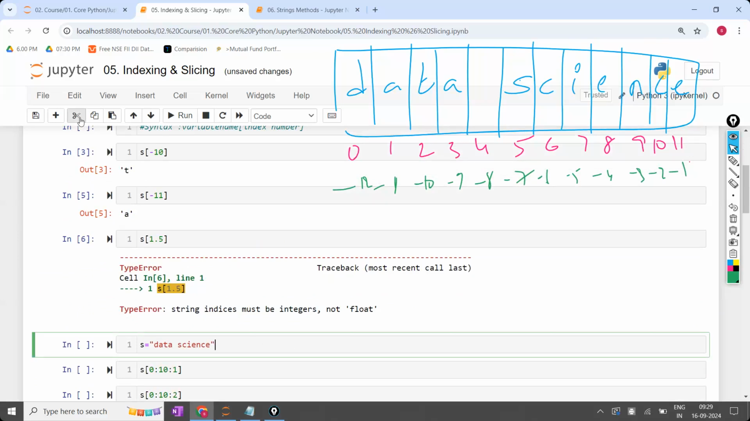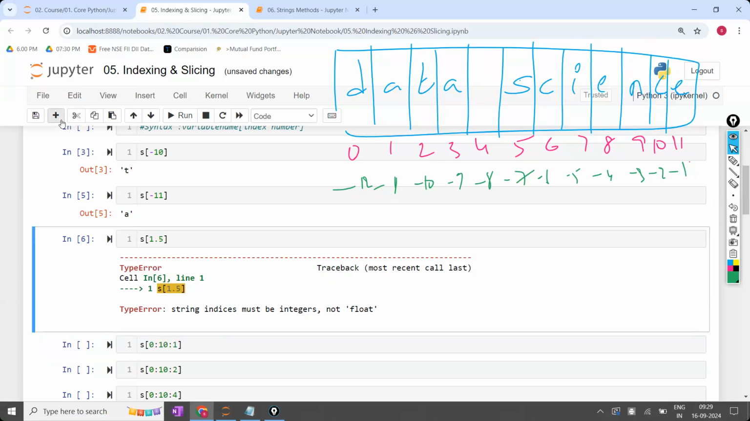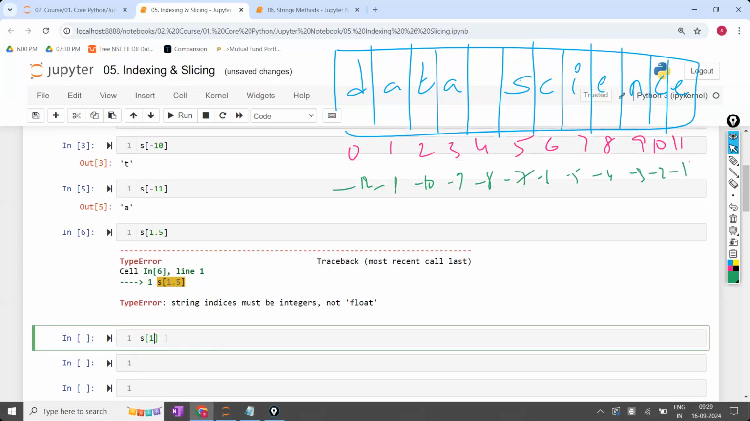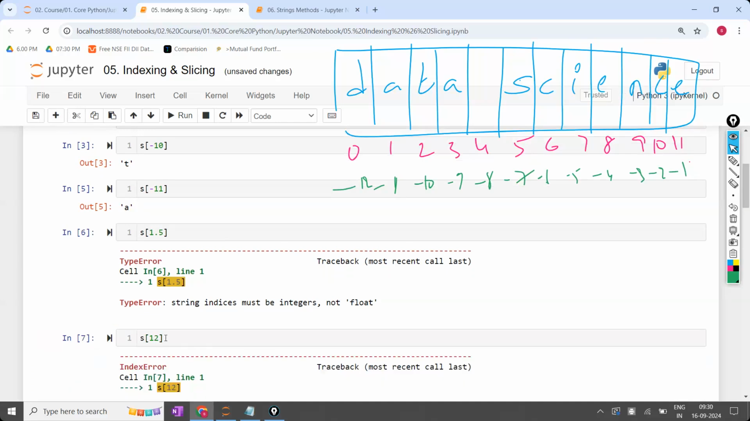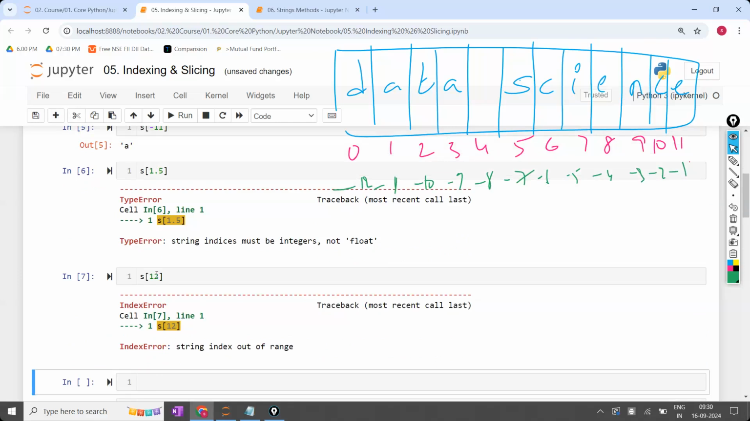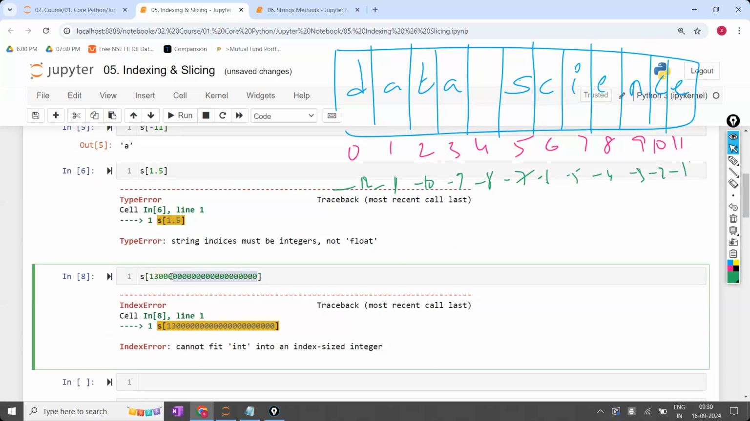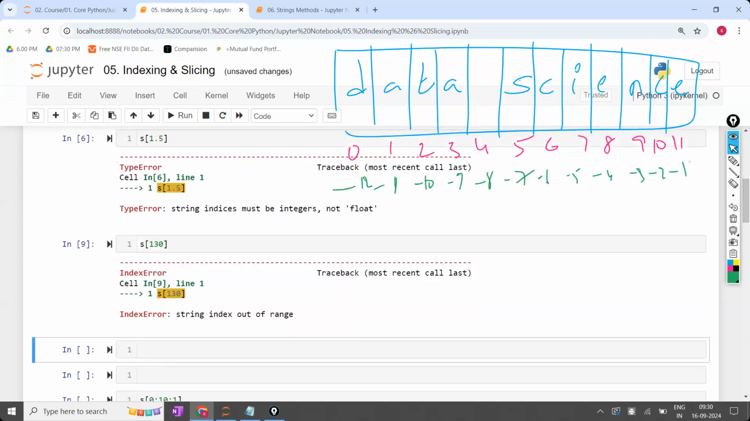Next. If you are asking for anything out of range, for example on the positive side, S of 12: positive numbers are up to 11 only. 12 also gives an index error, which is out of range. 12 also, even 13 also, even 130 also, 13,000 also, same answer: out of range, not available. What is available is 0 to 11. Other than that, nothing is available, so it is going to throw the error. Is the point clear? So like this, when you are trying to extract a single value, that is indexing.